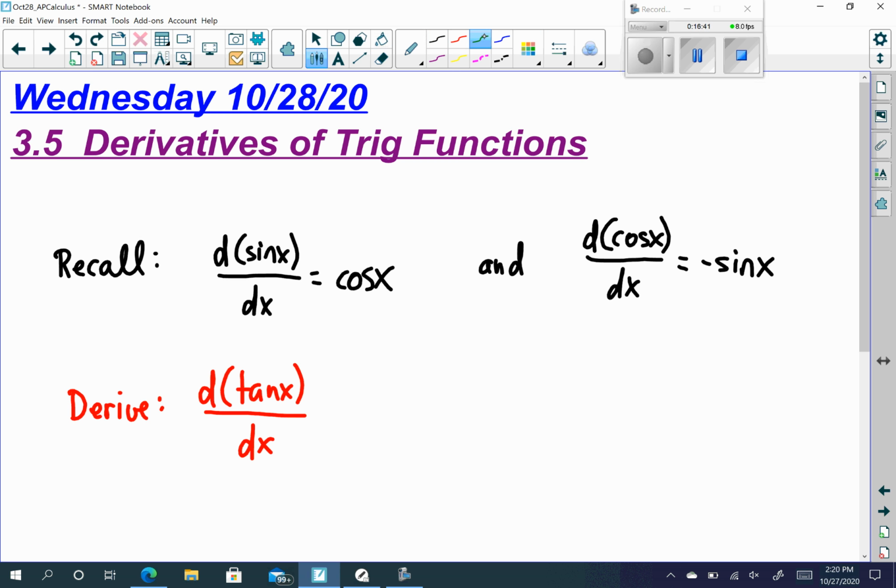All right, so we have the derivative of sine x, derivative of cosine x. We are going to rewrite this as sine x over cosine x and use the quotient rule now. We do not want to have to graph tangent x and try to find the derivative that way. We do not want to use a limit definition. So we're going to use the quotient rule.